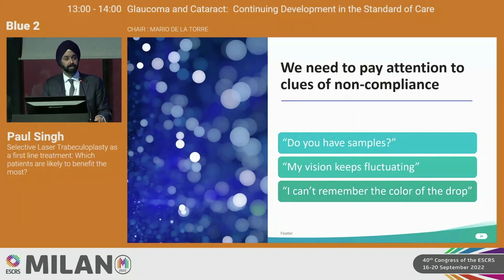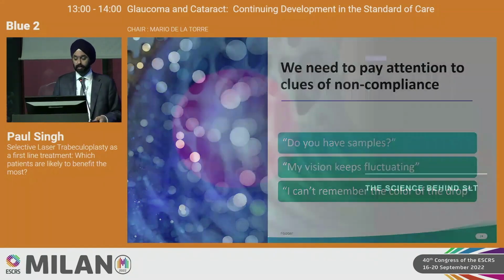But we have to pay attention to symptoms. Patients coming in all day long telling us, please, get me off those drops. Listen to them. If they're saying, I need samples every time, probably cost is an issue. If they say my vision comes and goes, ocular surface is probably an issue. If they say, I cannot remember the color of the top of the bottle, they're probably not compliant with their medications as well.